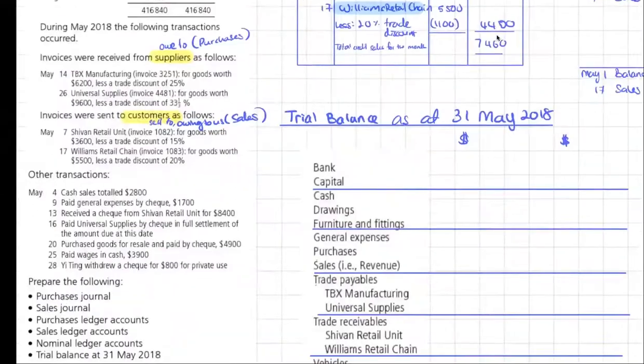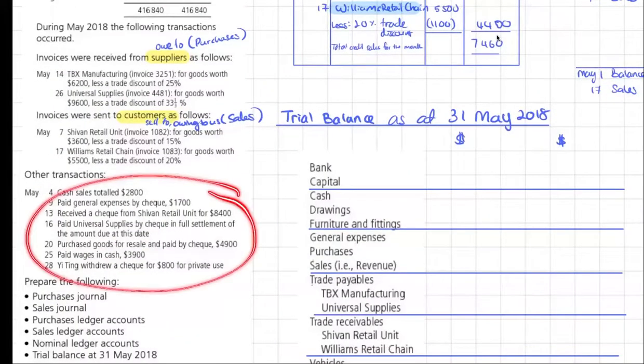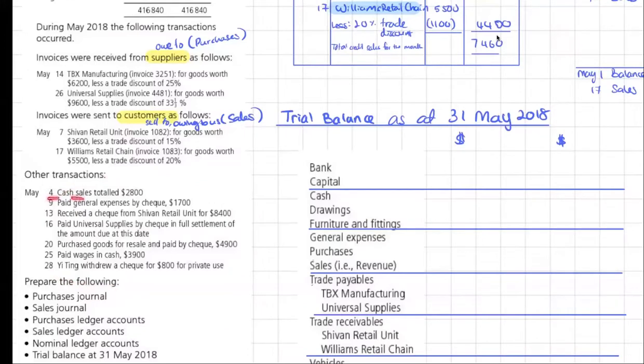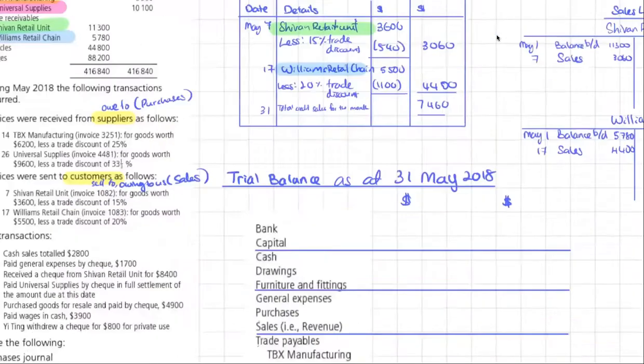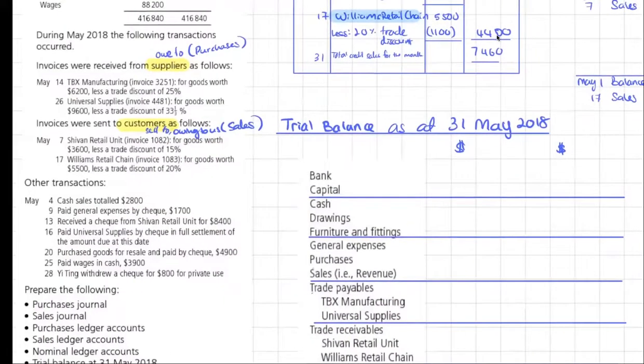We're going to make sure that we can conclude all of these here. Let's look at the first one. Cash sales total 2,800. Notice that I didn't put this amount in yet because this amount is on the last day, May 31st. So don't put them in first. I'm just going to do whatever we can do here and put them into our nominal ledger.